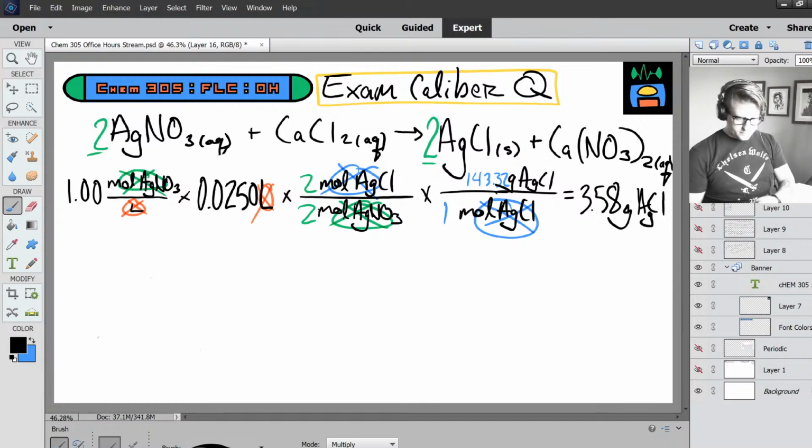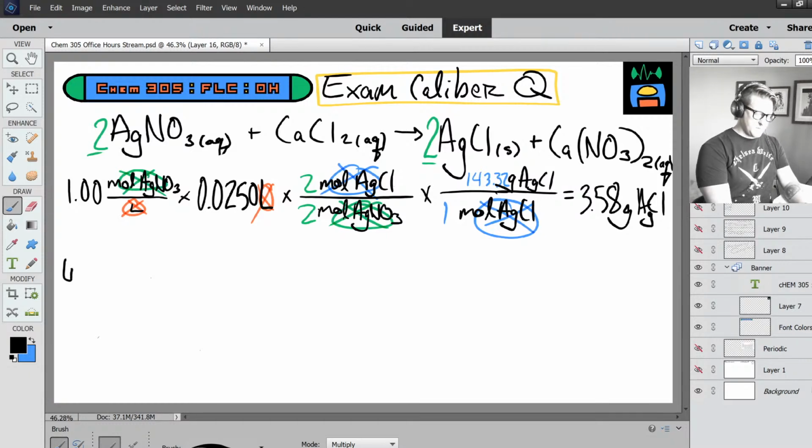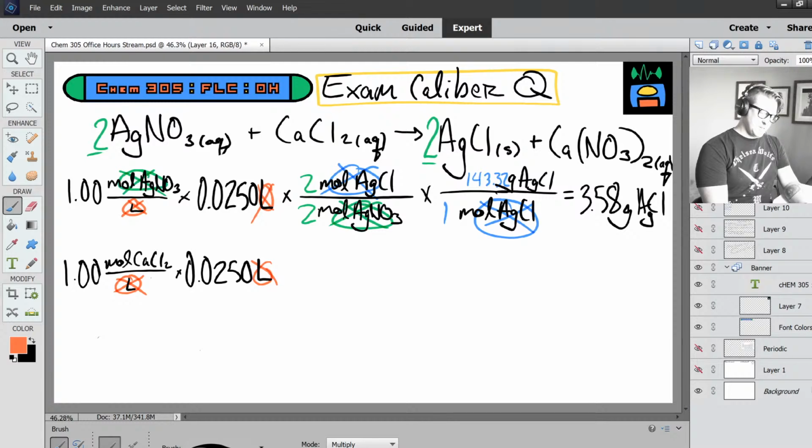All right. So let's take 1.00 moles of calcium chloride over liters and multiply this by our volume. All right, and again, liters cancel liters.